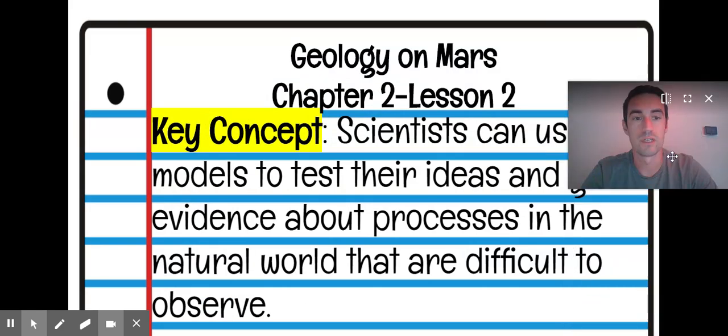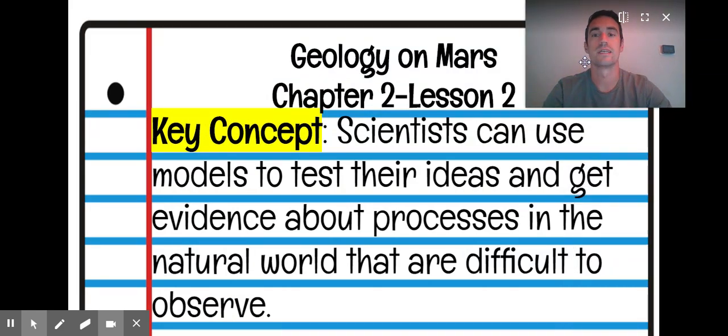So our key concept that we're going to make sure we are focusing on today is that scientists can use models to test their ideas and get evidence about processes in the natural world that are difficult to observe. A really good example of this was yesterday's article about that scientist, Guerra. Guerra actually was able to observe Venus, and he saw some pictures of landforms on Venus, but wasn't able to study them much further. The conditions on Venus were too harsh to even land a spacecraft for a long period of time. So he needed to figure out a way to create a model of the planet Venus.